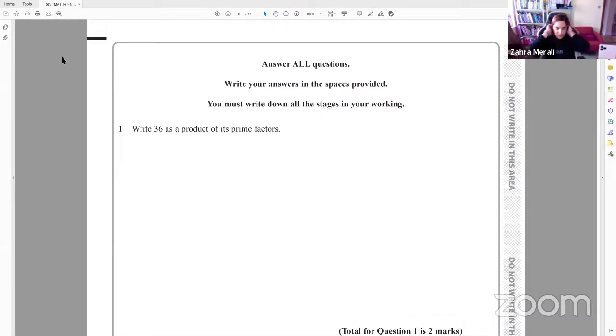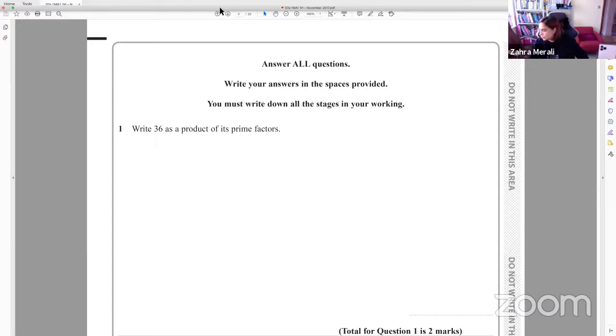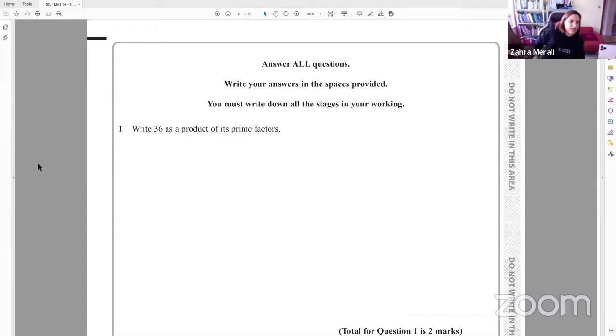Okay, right. So we're going to look at a GCSE past paper. This is an Edexcel November 2017 paper. So it's a new spec, it's an Edexcel paper, but even if you're not doing Edexcel, it's still the same concepts. And you should be able to use the same information. So the same maths is used across all the exam boards.